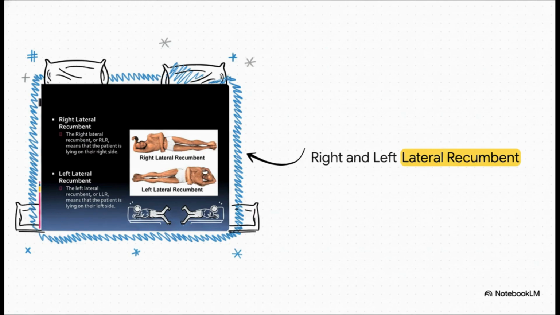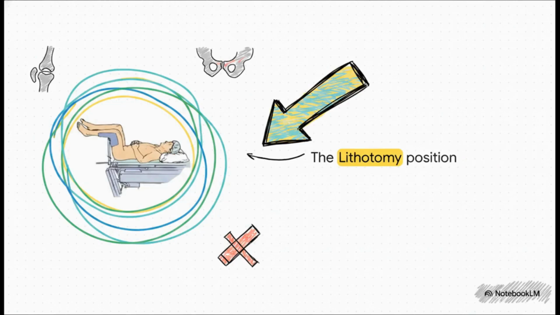You are going to see this terminology constantly in clinical scenarios. Another incredibly common clinical scenario is the lithotomy position. In this position, the patient lies supine, which means totally flat on their back, with their buttocks right at the edge of the exam table. Their hips and knees are fully flexed, and their feet are securely strapped into position.